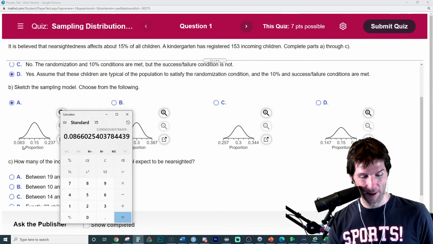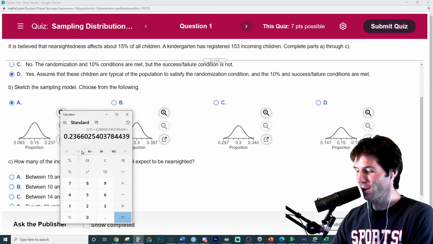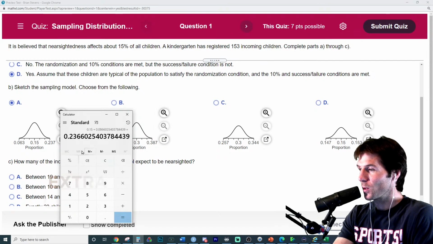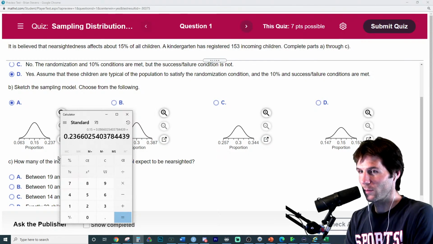If you go 0.15 minus this, you'll get that. And if you go 0.15 plus this, we're adding 3 standard deviations. Great job right there, Kayla and everybody. Excellent work. So we're going up and down 3 standard deviations right there. 3 standard deviations up and down. And this is the correct curve.